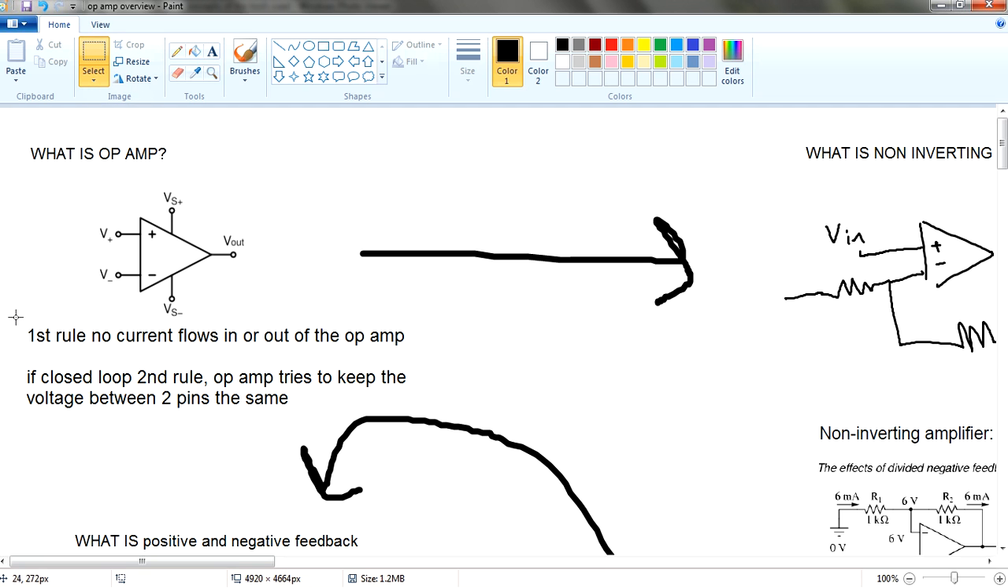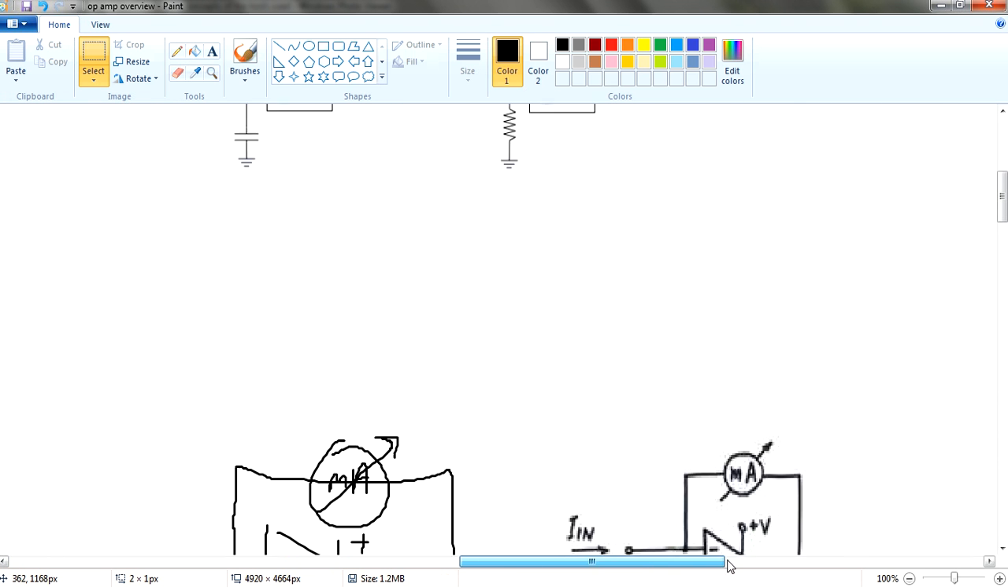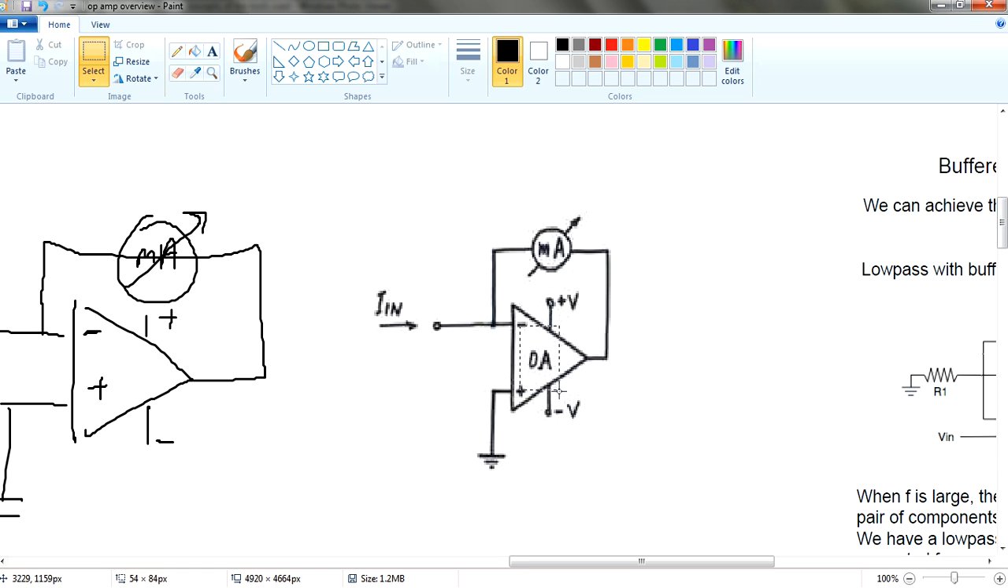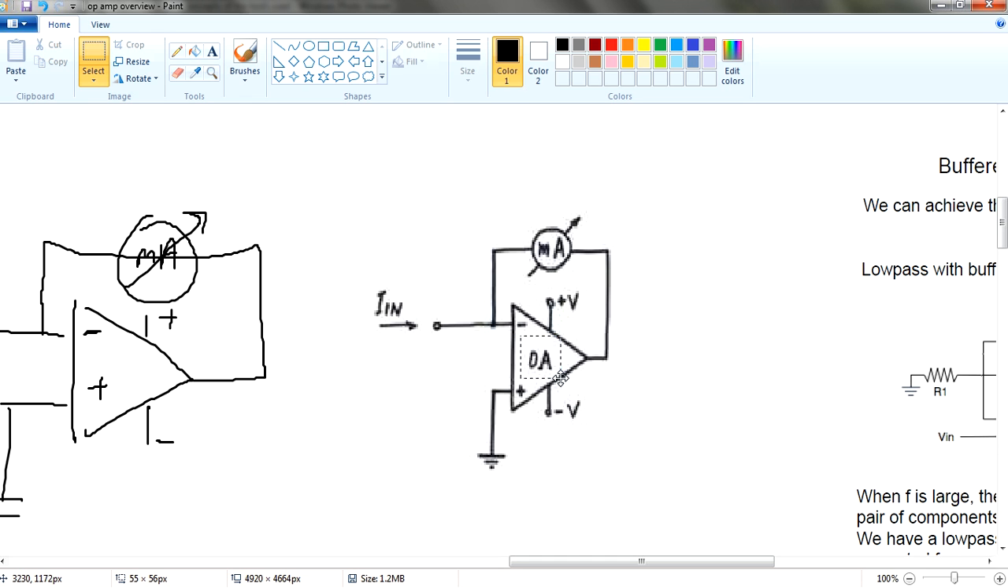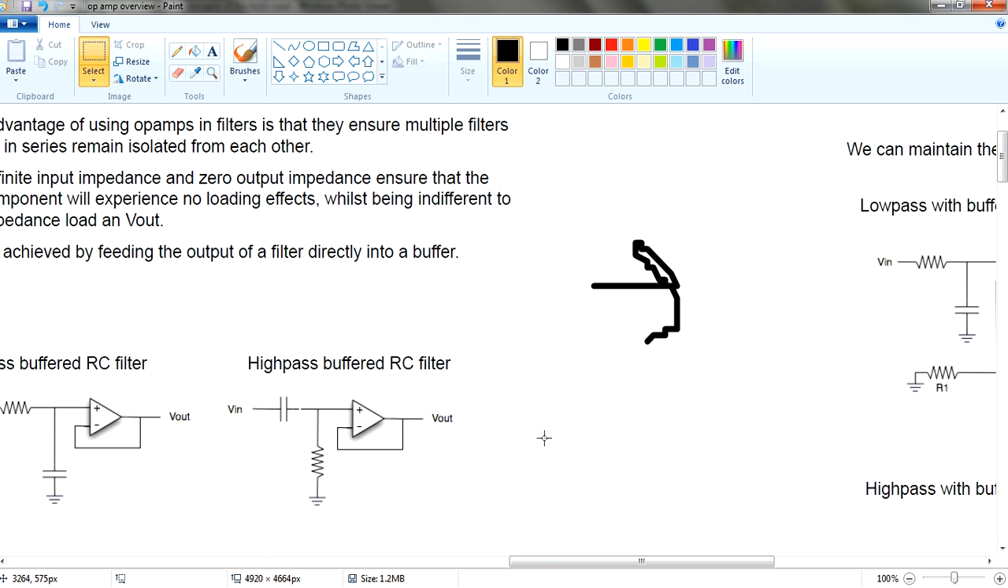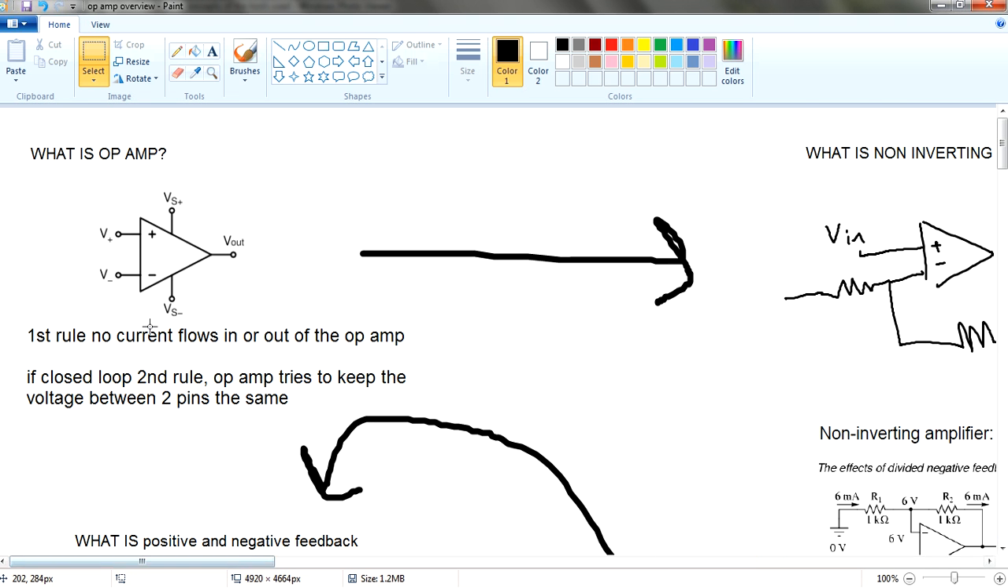So in this case, this is just an op-amp itself, and there are two rules for an op-amp. The first rule states that no current flows in or out of the op-amp, meaning no current flows into this op-amp or out of it. So this op-amp is free of current. If you don't believe it, I'll talk about it later. This is an op-amp with an ammeter. There will be 0 ampere inside here, right? Because no current flows into the op-amp, all the current will flow into the meter. It's a thing that you need to know.